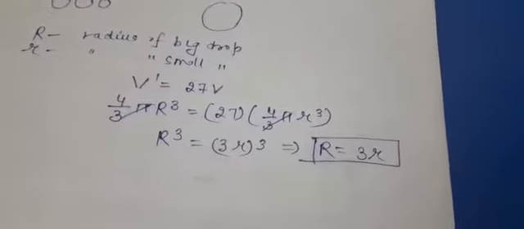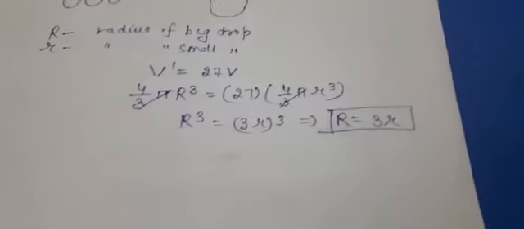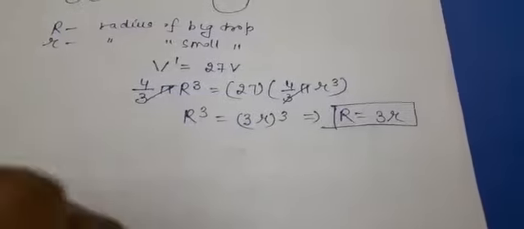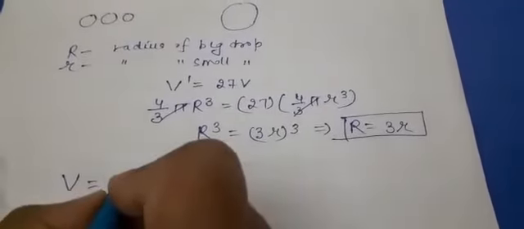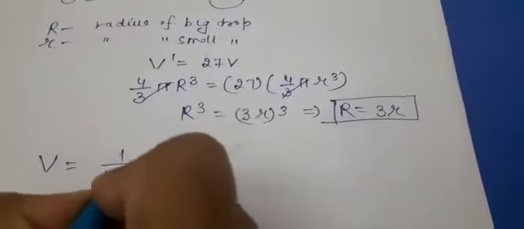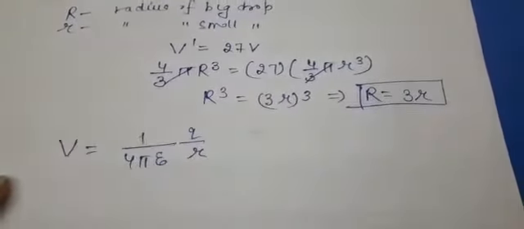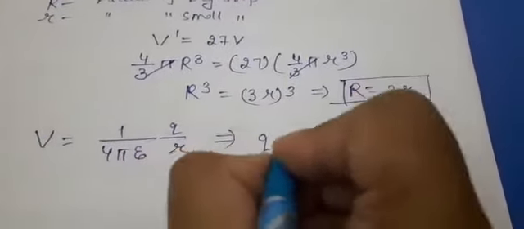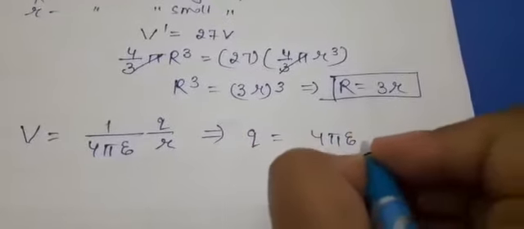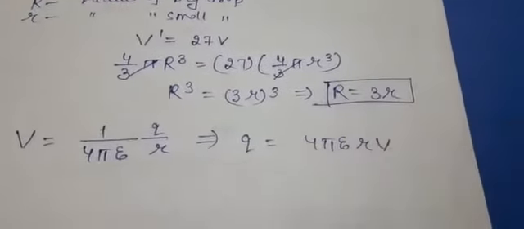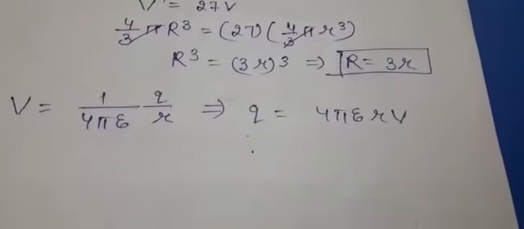Now we have to find the potential of the bigger drop. So first of all, we will find the charge of each small drop. Let the potential of a small drop be V. So what will be the formula? It has the formula V equals 1 by 4 pi epsilon naught, q upon r. From there we can calculate the value of charge. It will be 4 pi epsilon naught r into V. We have calculated the charge of each small drop.